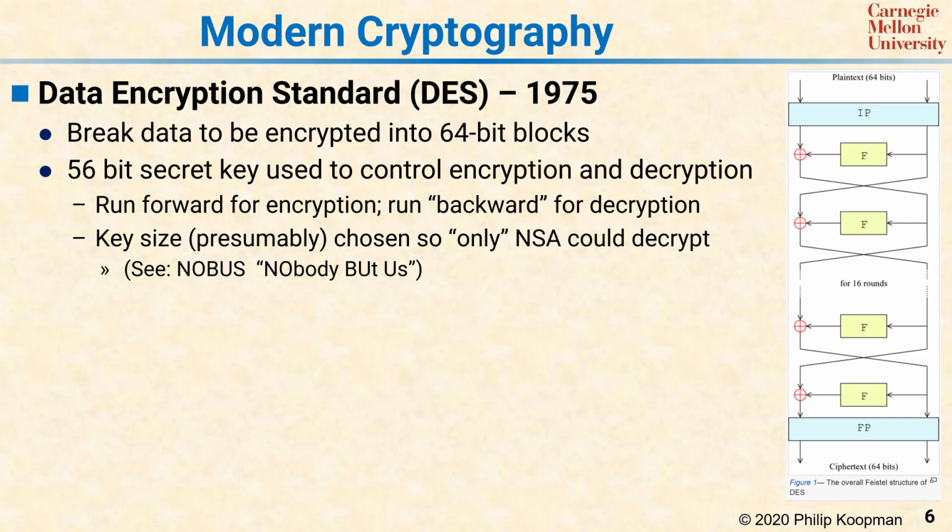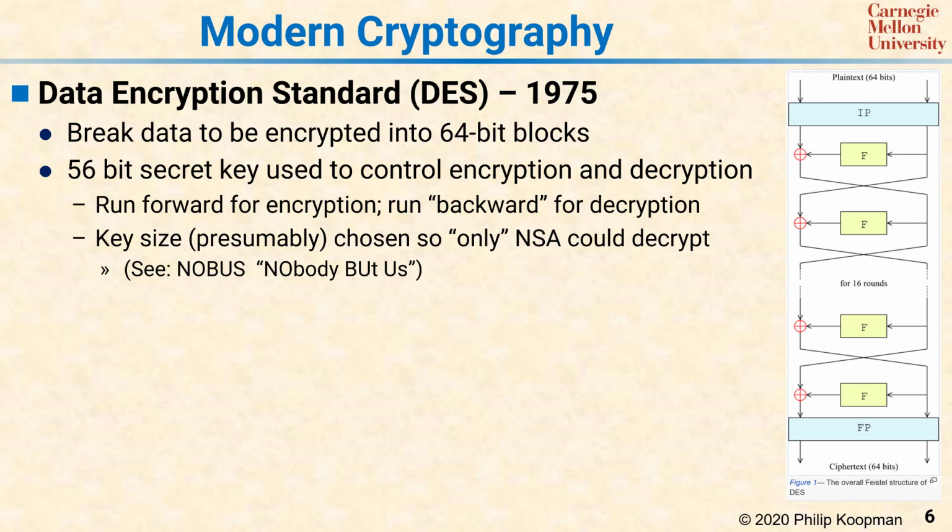56 bits might seem a little odd. You ask, why isn't it 64? Well, presumably the key size was chosen so that only the National Security Agency could brute force or otherwise break 56-bit keys. That's a philosophy known as NOBUS, nobody but us, and historically the United States has encouraged the adoption of cryptography which the US thinks that it can break, but it thinks that no one else has the resources or money or knowledge to be able to break.